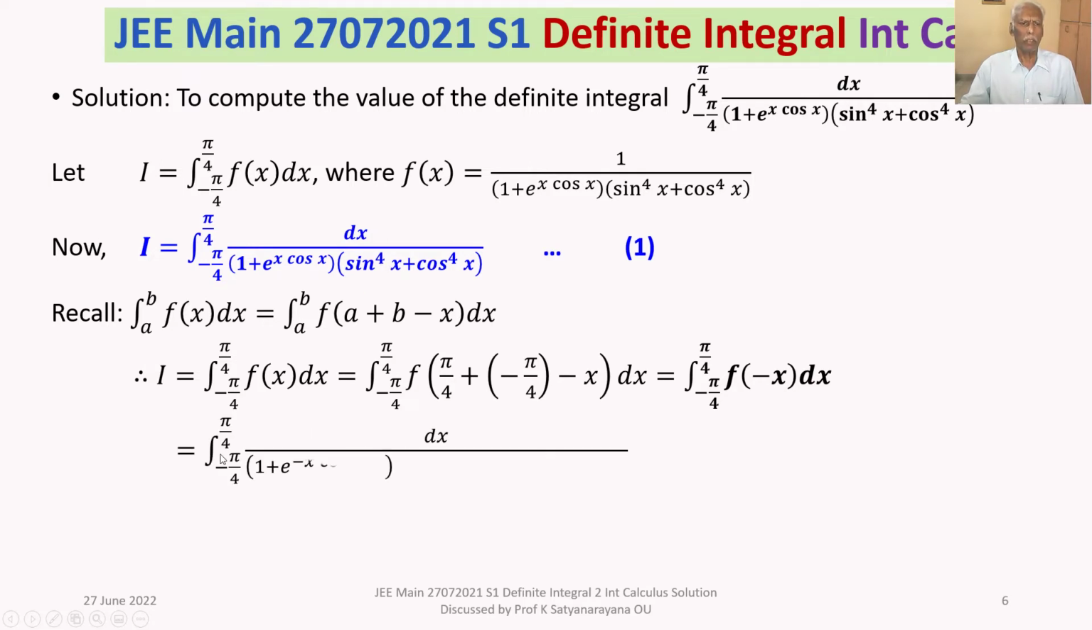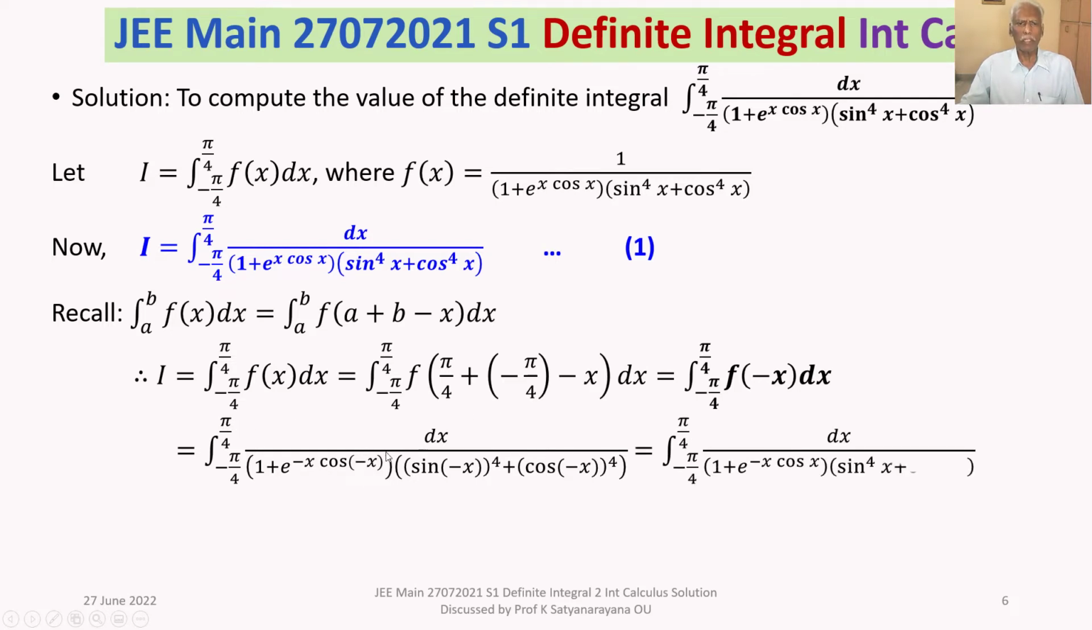That will be equal to the integral from minus pi by 4 to pi by 4 of dx by, wherever there is x, you simply write minus x: cos of minus x, sin of minus x whole power 4, cos of minus x whole power 4. In this, cos of minus x is cos x. So in the first factor it will be 1 plus e power minus x cos x only. And the sin of minus x is minus sin x, and to the power of 4 will be sin x to the power of 4 and cos to the power of 4x. So, we got this one.